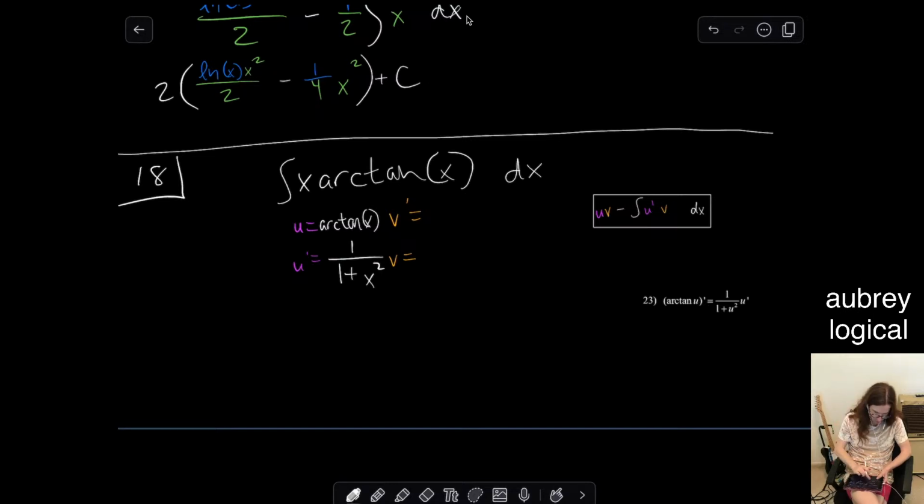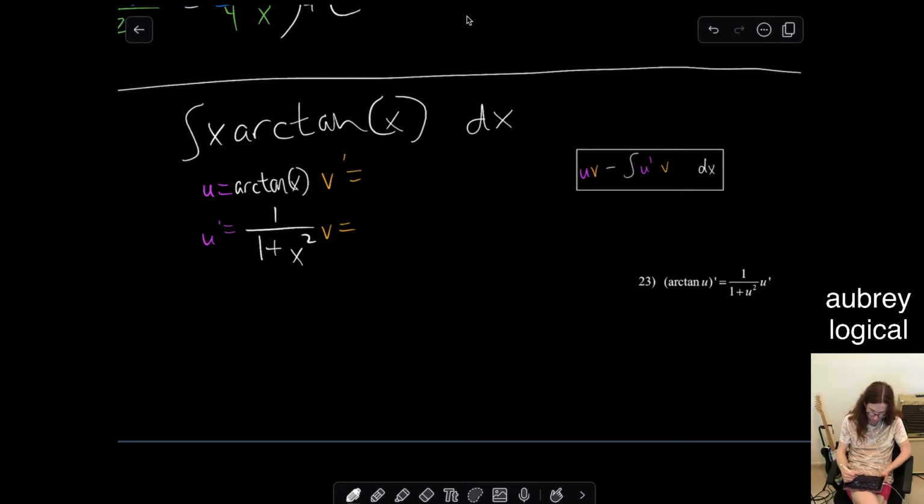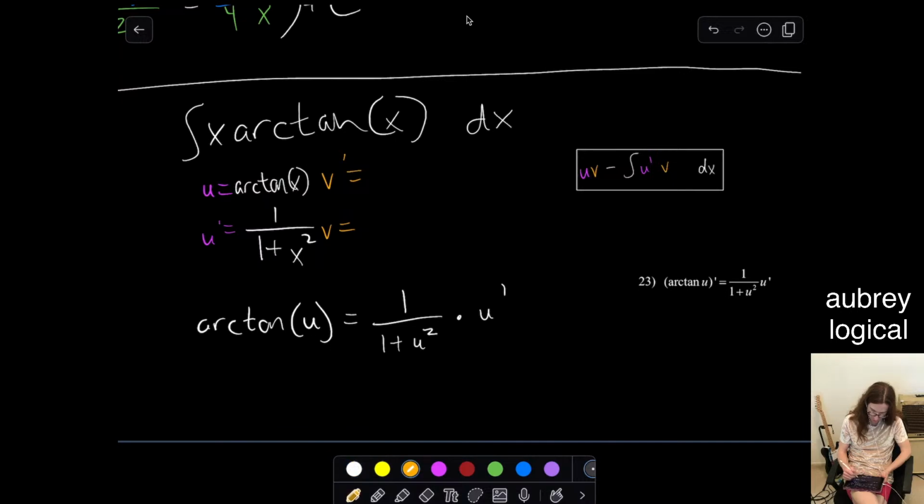And the reason that I know that this is right is because it's saying that the derivative of arctangent of u is equal to 1 over 1 plus u squared times u prime. So our u variable in this equation is x. So it's 1 plus x squared, and then the derivative of x is just 1. So obviously that doesn't change it, and we can just say 1 over 1 plus x squared. All right, cool.